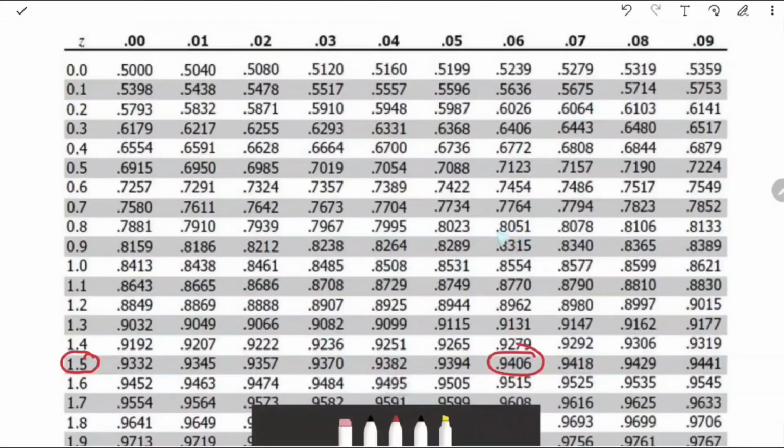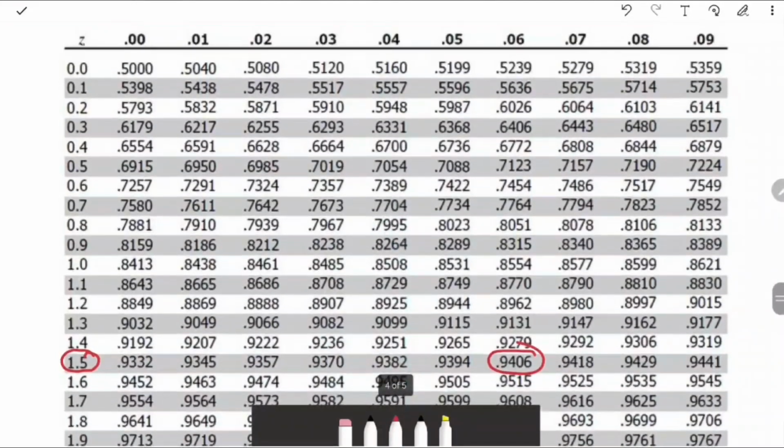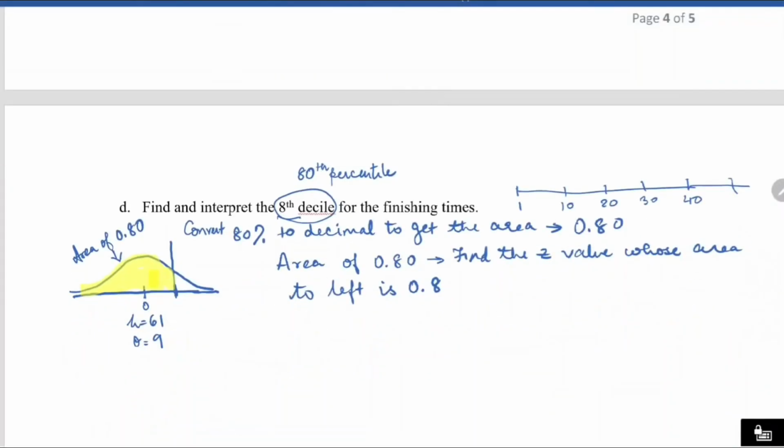0.8 will be, we're getting closer, 0.7995 is the closest to 0.8. So let's look at what the corresponding z value is. If you go to the left horizontally, it's 0.8, and the second decimal place is a 4, so 0.84, positive 0.84. Let's go back here. So z equals 0.84.